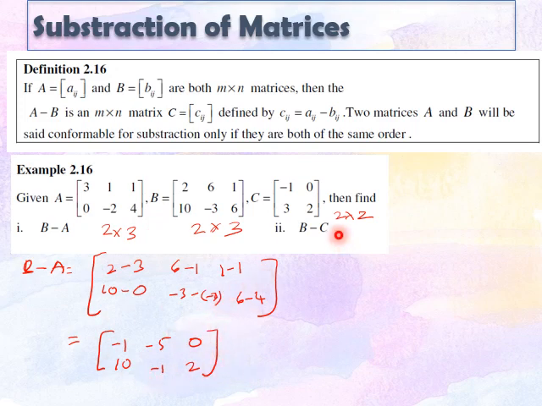How about B minus C? B and C, the same thing, we cannot obtain. Why? Because it is of a different order. This is 2 by 2, this is 2 by 3. So we cannot solve it. Okay, so be careful.